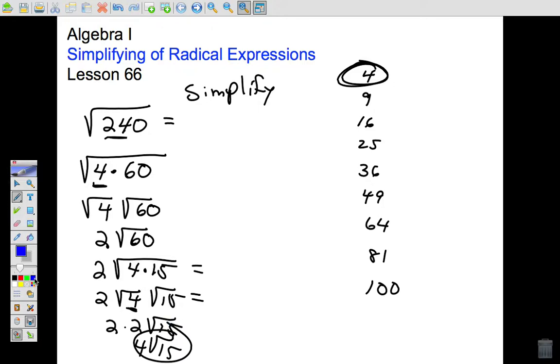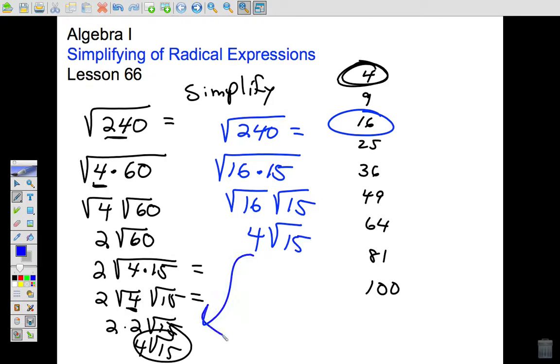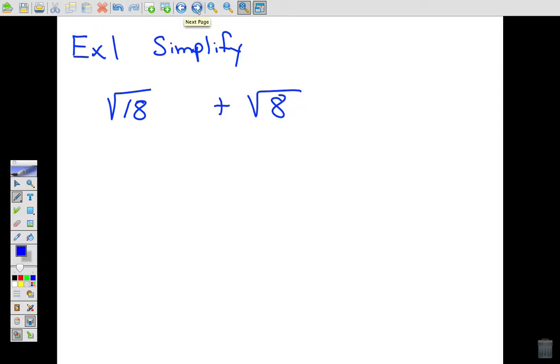Now, we could have made this process a lot shorter if I would have recognized that actually 16 is a factor of 240. So if I have radical 240, I could have thought of 240 as 16 times 15, because 16 times 15 is 240, which means the square root of 16 times the square root of 15, or in other words, 4 radical 15. And notice I get the same answer, but in a lot shorter way. Either way is fine. Sometimes you might not pick up that largest perfect square factor.